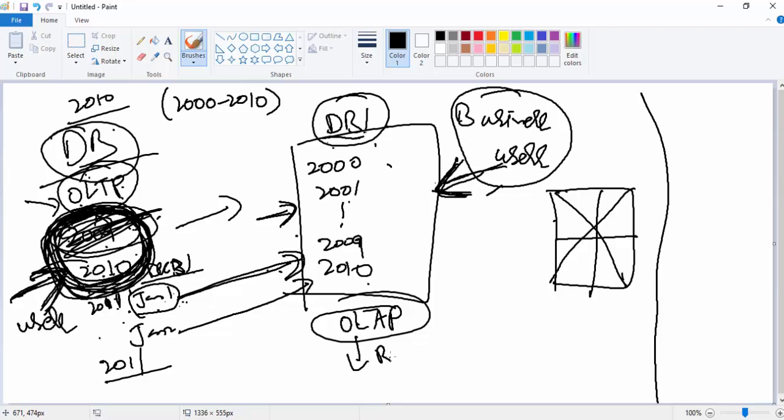OLAP, you will have the relational and multidimensional OLAP. Relational, multidimensional OLAP. Once we are done with this, then I'll explain about that.